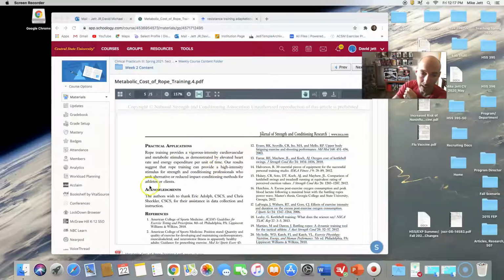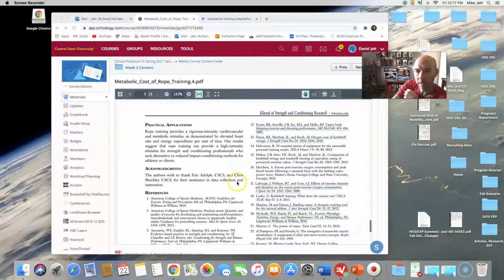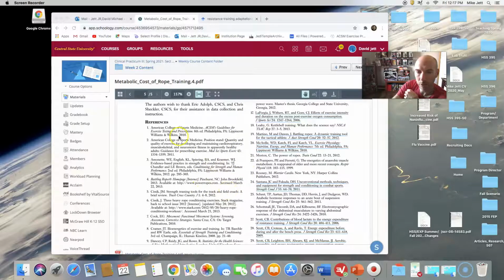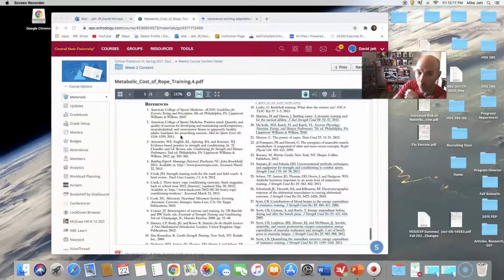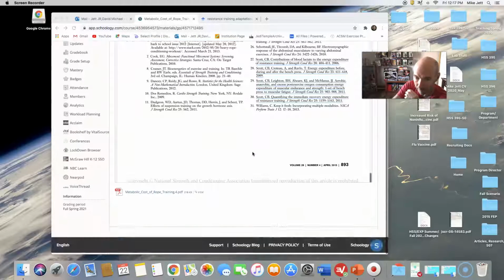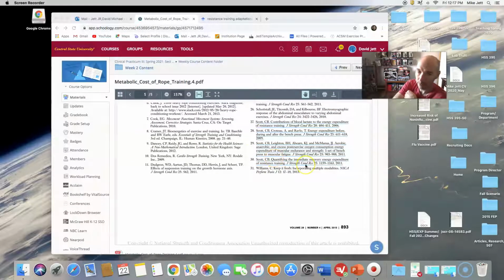Then there might be some acknowledgments, not really anything to worry about for your summary, but if they want to thank anybody, that's pretty common, like you would do if you wrote a book or whatever. And then lastly, the references are here. So notice this paper, it's short, it's only 5 pages, but it has 30 references, okay?